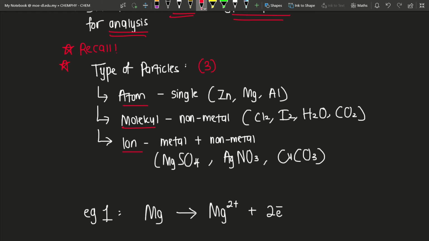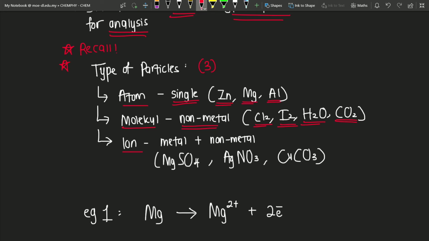So for atom, how to know it is an atom? So it's actually single. Dia duduk sorang-sorang. Tak ada atom-atom yang lain. Dia sorang sahaja. For molecule, it is actually for non-metal gang. Untuk kumpulan yang bukan logam. Contoh klorin, iodine, H2O, CO dan karbon dioksida.